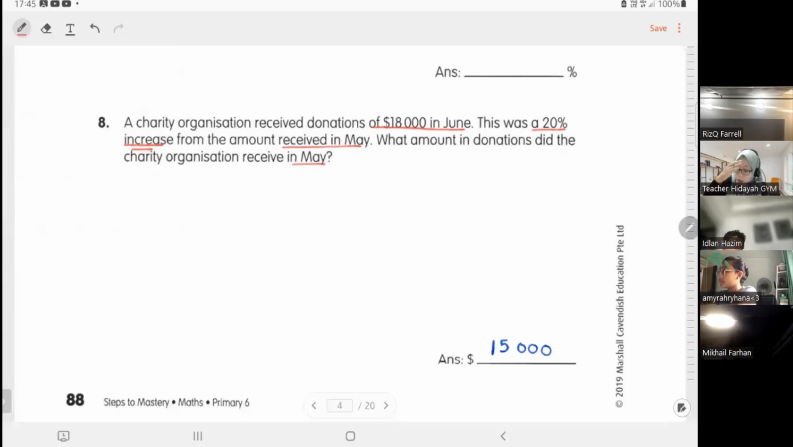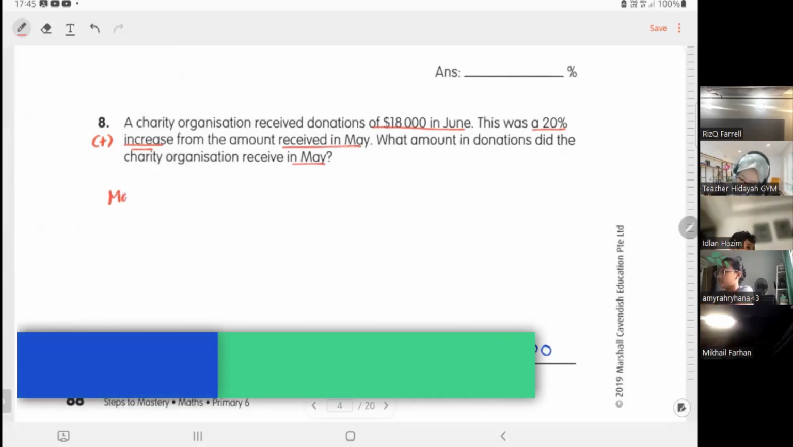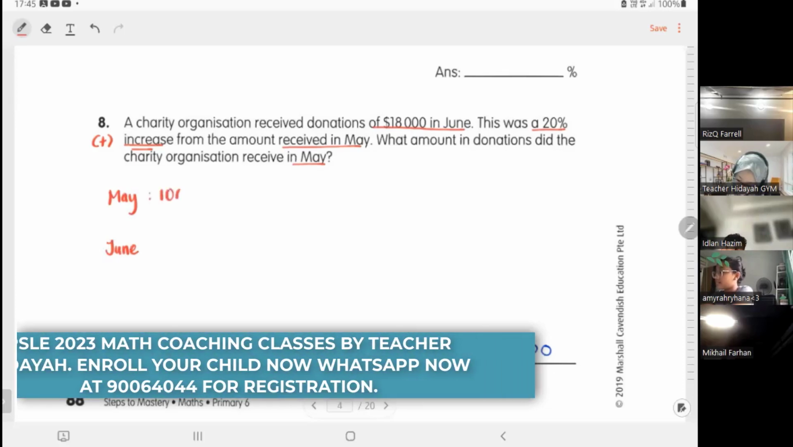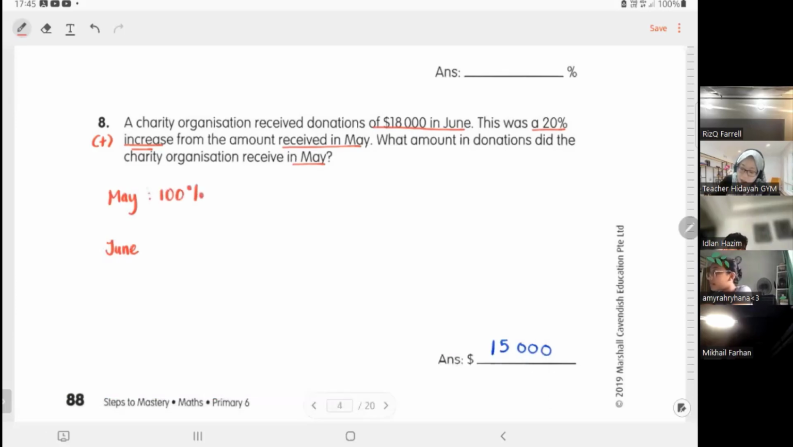Okay, so this $18,000 is an increase. When I say increase, it means you have to add to the usual. So we have May and June, right? Let me just list down May and June. In May, it will be the usual. Usual means 100%. That's how I represent May, because there's no increase. But in June, there is an increase of 20%. So June is 100% plus 20%. This will be 120%.